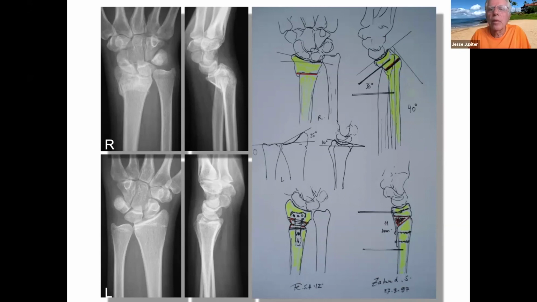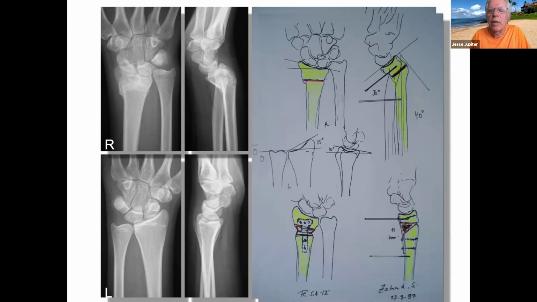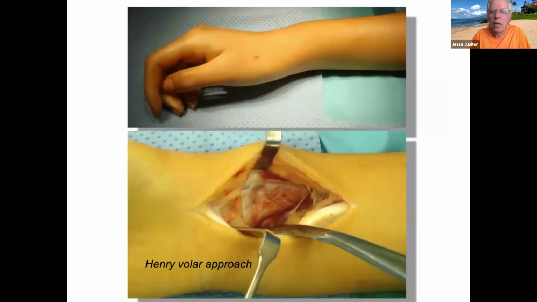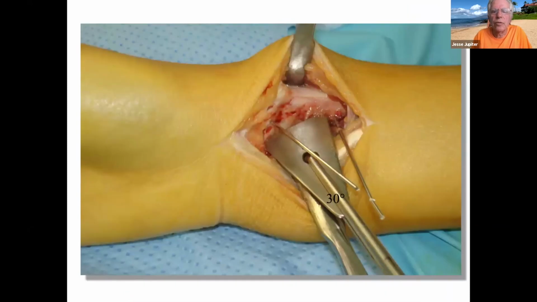Okay, well, let me show you some nice examples of correction here. A case of Dr. Diego Fernandez from Bern, Switzerland. By tracing normal against the abnormal, one can get a sense of the preoperative deformity. And using a volar approach, and then using K-wires as guides.